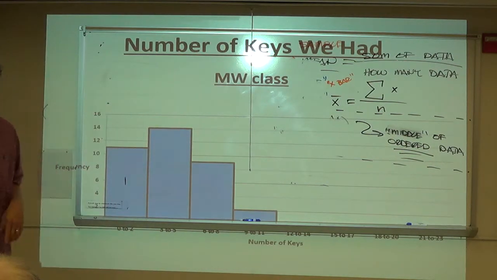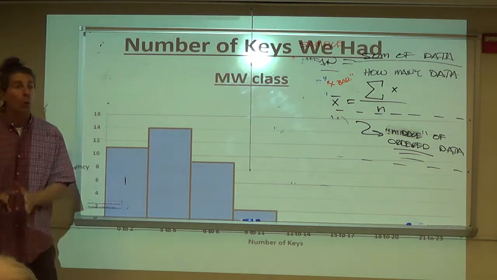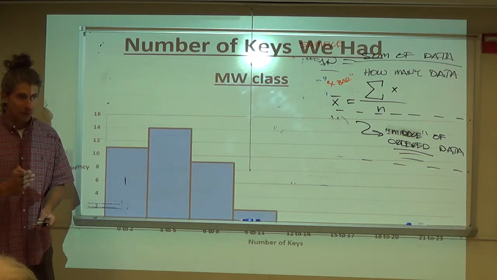Trinity's point is also well taken. The highest bar is 3 to 5. We're not going to call it 3 to 5. We're going to call it 4, because that's in the middle.